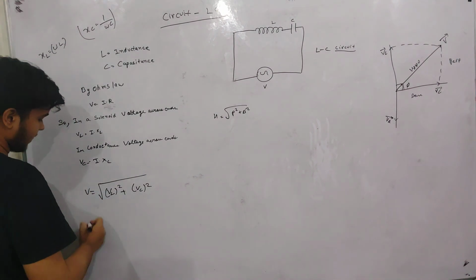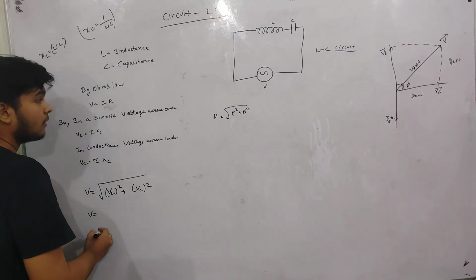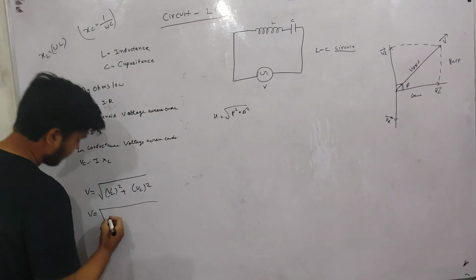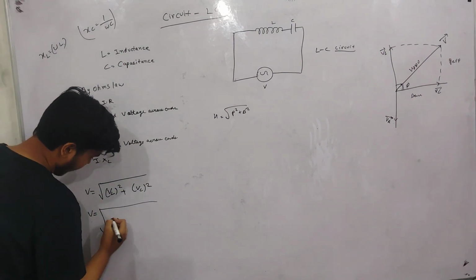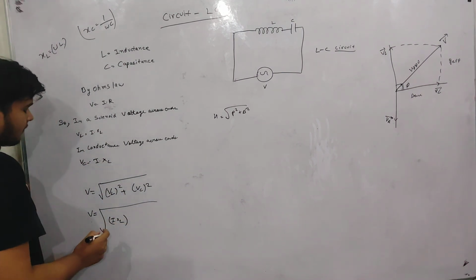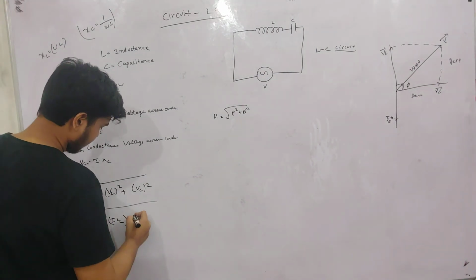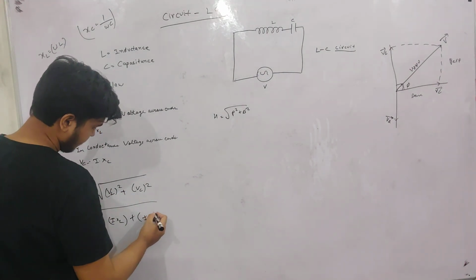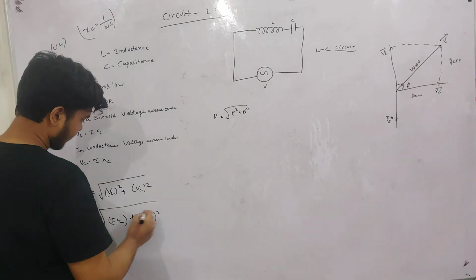For getting the resultant voltage, V equals to under root of the value of VL, I into XL, and the value of VC, I into XC, a whole square.